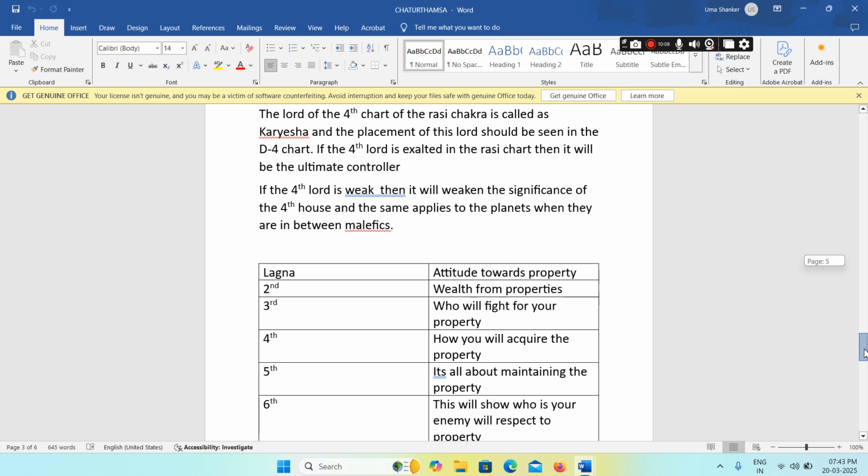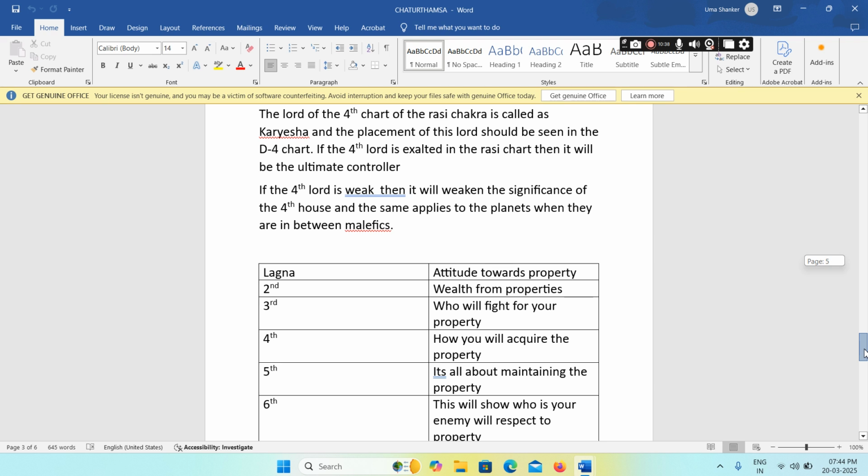Okay. In the same way, the second house of the Rashi Chakra talks about your eyes, it talks about your food, it talks about your wealth, it talks about your extended family, it is also the Maraka, and it is also an Ardha Trikona. Okay, because second house is all about finances. But what about the same second house of the D4 chart? It all talks about how you are earning money from the properties.